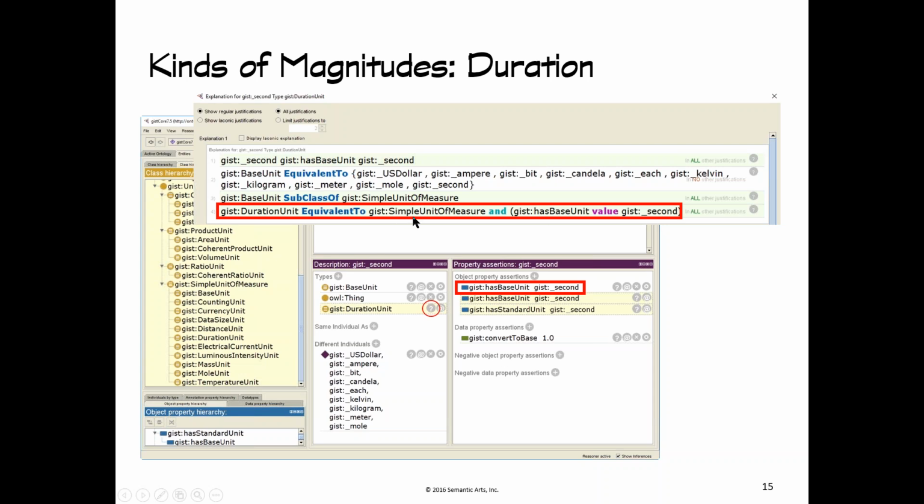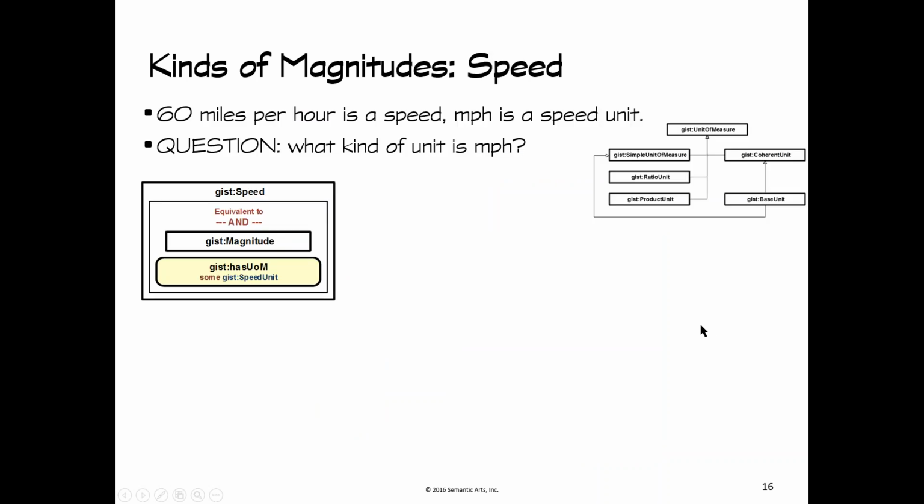Why is it a simple unit of measure? Well, it's a base unit, but a base unit is a subclass of simple unit of measure. See, that's over here, base unit is a subclass of simple unit of measure. So that's how that inference works. So we have it set up so we don't have to specify everything manually, but a number of things happen through inference. So here's another example, speed, 60 miles per hour.